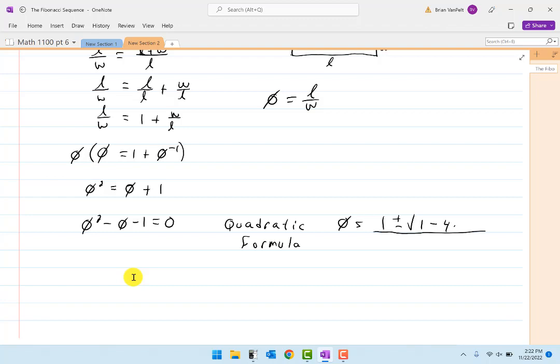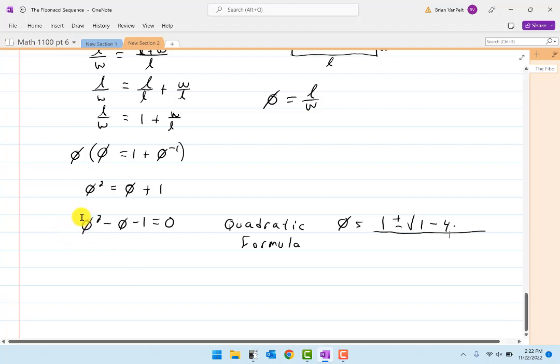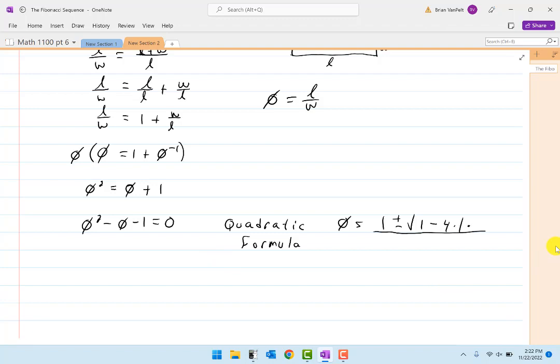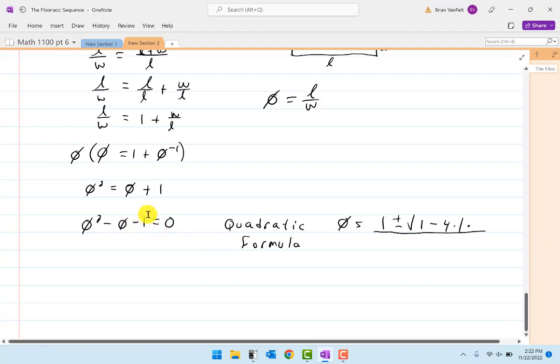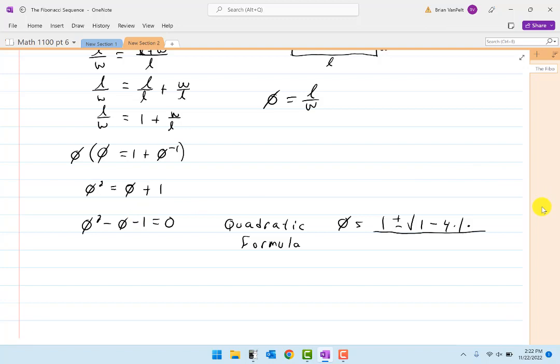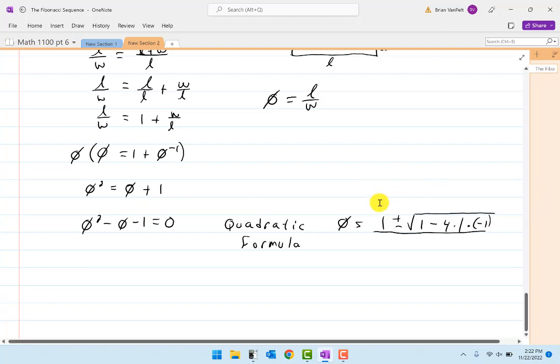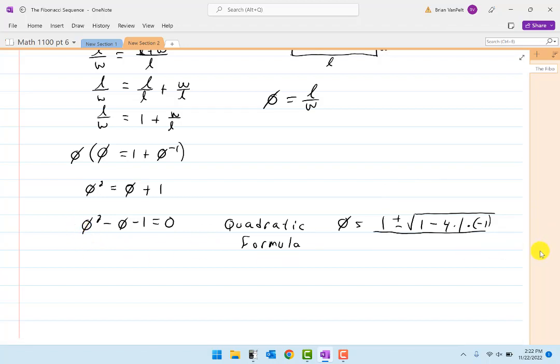Minus 4. This is just a formula. A is the number in front of here. That's 1. And this last number is negative 1. And then you divide by twice whatever number is in front. And that's just a 1. So I divide by 2.